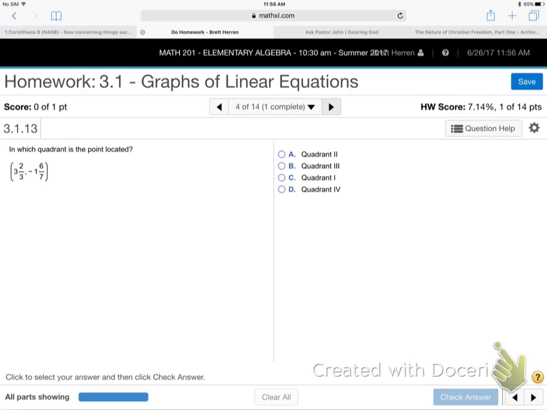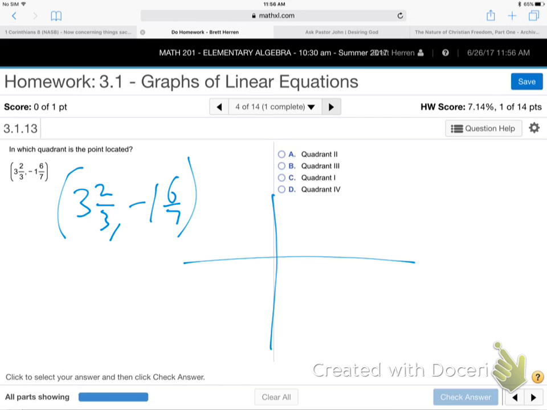Okay, so 3 and 2/3 comma minus 1 and 6/7. So we're supposed to put that on the axis system. I wouldn't even worry about the mixed number. Just do 3 minus 1. Who cares about the 2/3 and the minus? It's not exact. You're just trying to find out what general quadrant it's in. So go ahead and just do that. Just do 3 negative 1. Find out what quadrant that's in.